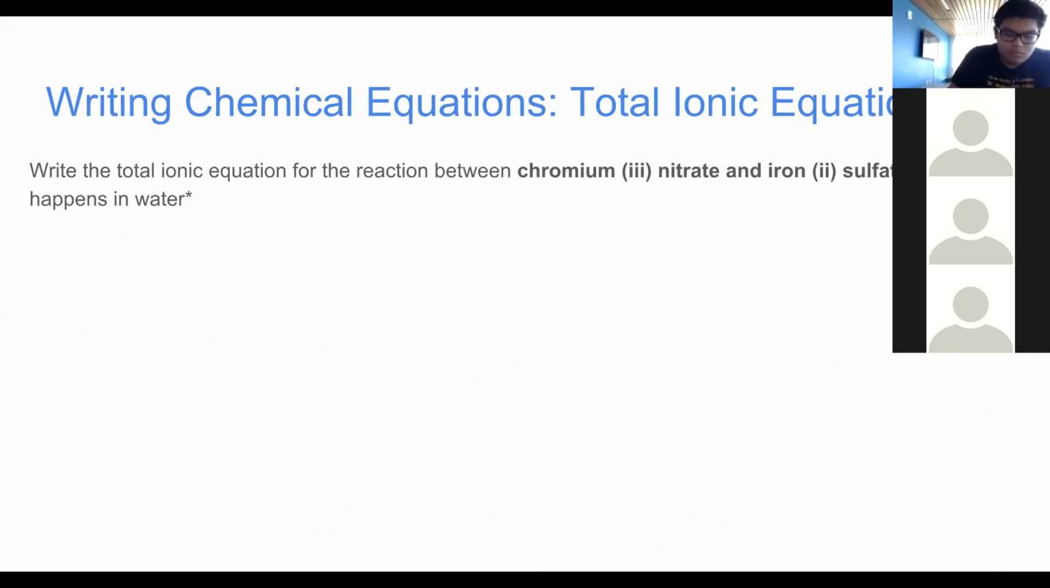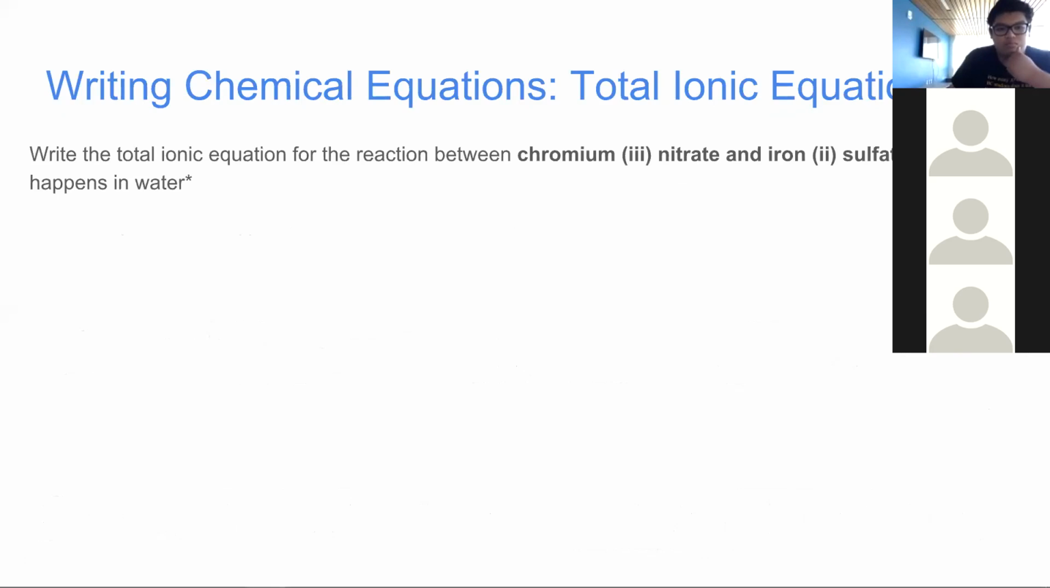for this reaction between chromium-3 nitrate and iron-2 sulfate. The important thing for this is that this reaction happens in water. So this is when you need those solubility rules. So please go ahead and take those out right now and try writing out the total ionic equation. And then again, if you have any questions, please feel free to ask them in the chat. We can read your comments or questions, and then we will address it if we do get any.